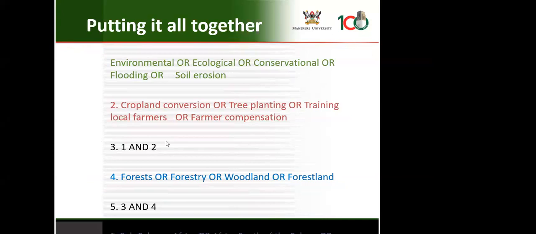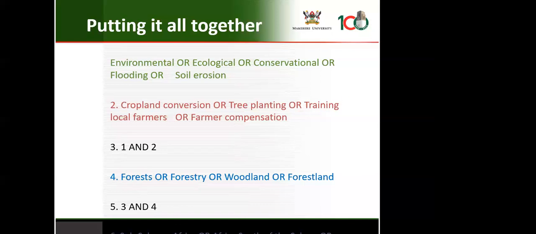So search number one, there should be a number one there, on the environmental or ecological conservation and soil erosion. And then concept number two is cropland conversion or tree planting or training local farmers or farmer compensation. If you are to combine concepts 1 and 2, you'll use the Boolean operator AND. So you'll say 1 AND 2. I'm just repeating what I've already said. Then I am bringing in a third concept, which is forest land, woodland. That would be my search number 4. And then I also combine it with 3 to do 3 AND 4.